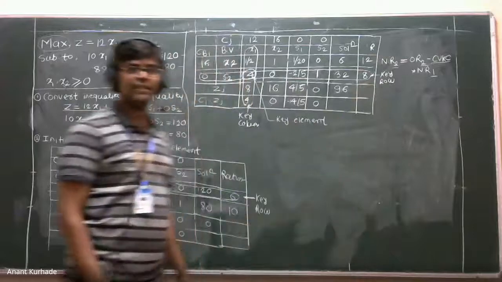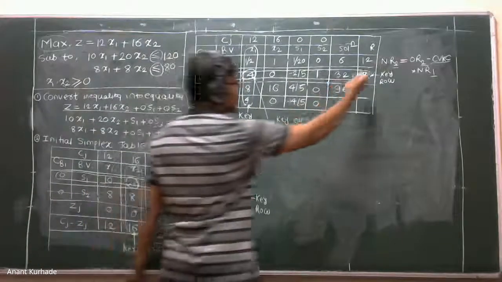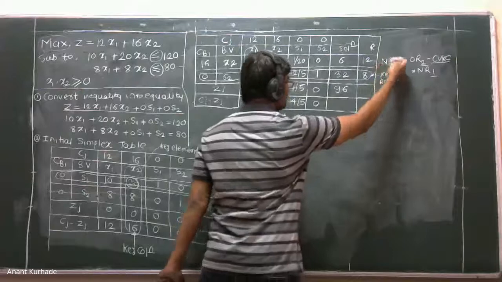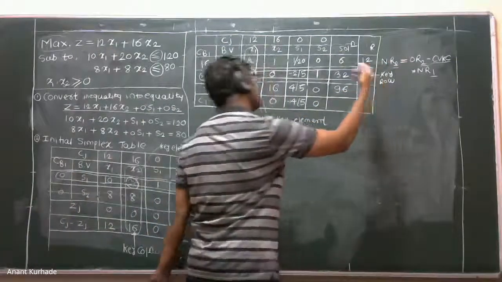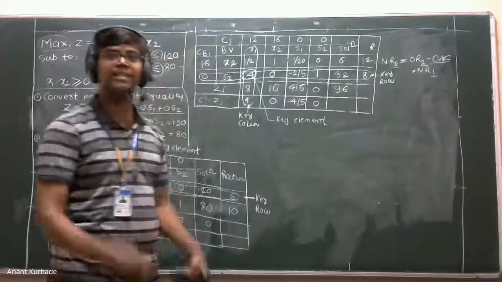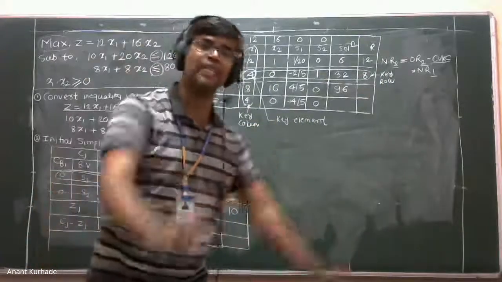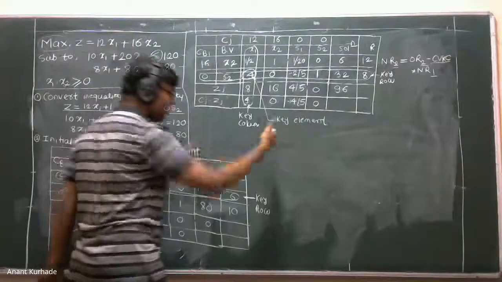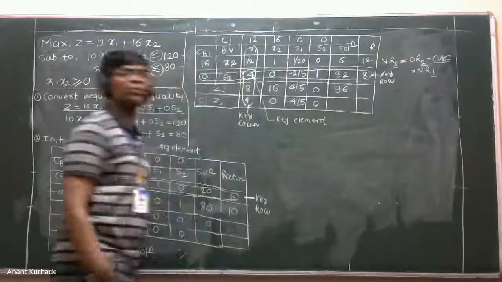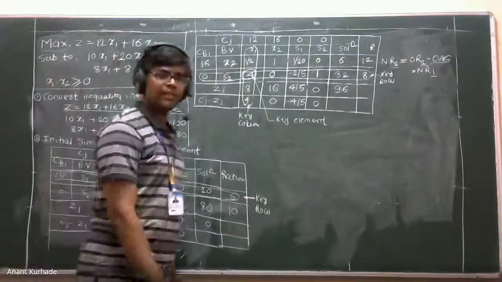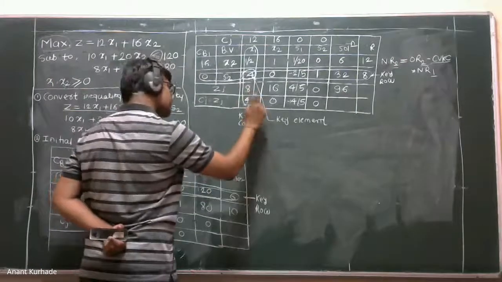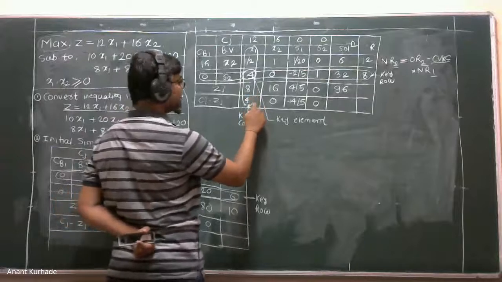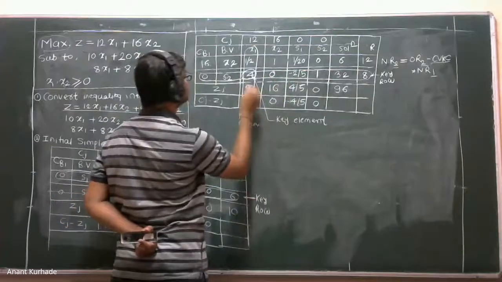Now see. This first row as a key row we have in first table. Second row as a key row we have in second table. Now in third table you cannot find any key row. That third table should be your final answer. Remember. See up to this, second simplex table, this is the first iteration.